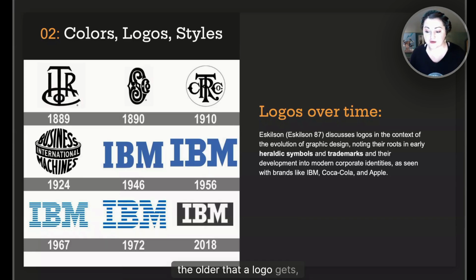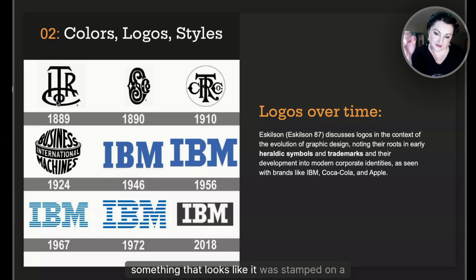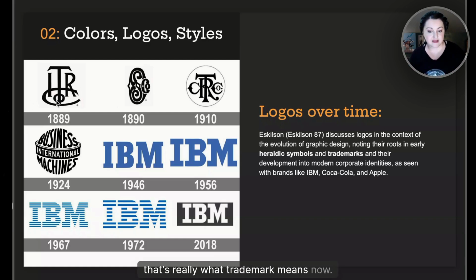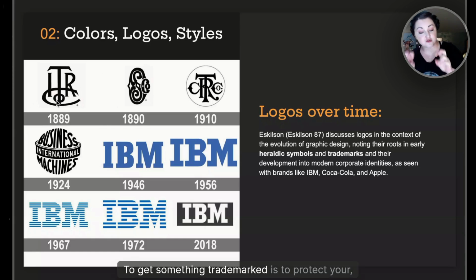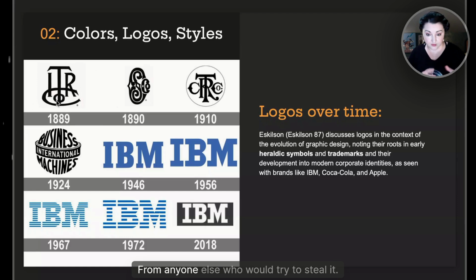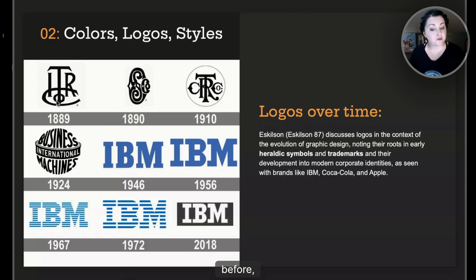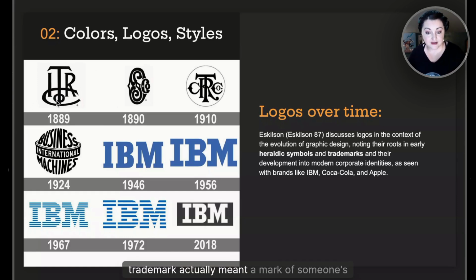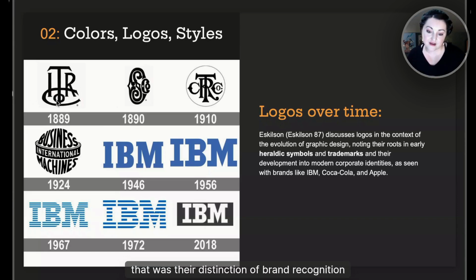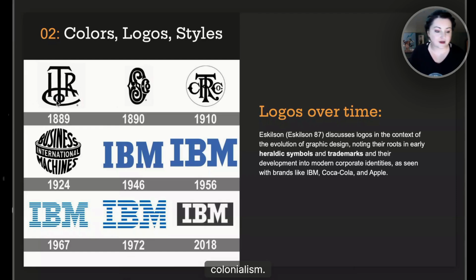The older that a logo gets most of the time, the closer to it being something that looks like it was stamped on a giant crate, and that's really what trademark means. Now, it's different in the context of our current legal system. To get something trademarked is to protect your intellectual property from anyone else who would try to steal it, right? Well, before, trademark actually meant a mark of someone's trade. That was their distinction of brand recognition back when we were still shipping things across the world, colonialism.